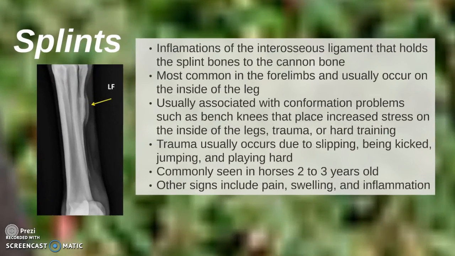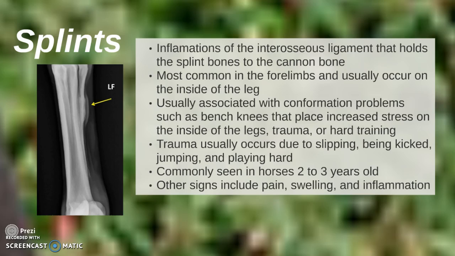Now we have splints. These are inflammations of the interosseous ligament that holds the splint bones to the cannon bone. Most common in the forelimbs and usually occur on the inside of the legs. Usually associated with conformation problems such as bench knees that place increased stress on the inside of the legs, trauma, or hard training.